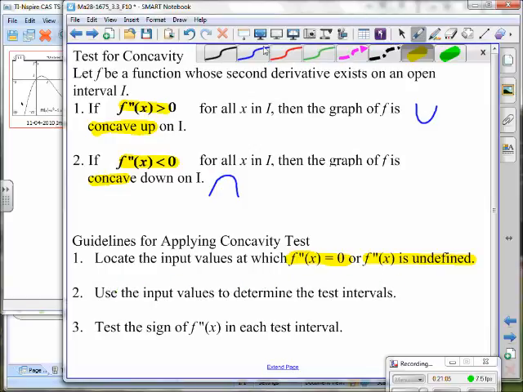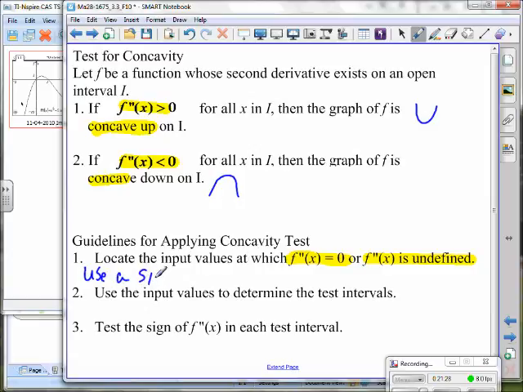What are we talking about when we talk about test intervals? Did you do any of this in section 3.2? Did you find some critical numbers and then set up some intervals and then take some test values? What was that whole thing we created? Sign chart, yeah, a sign chart. So in other words, set up a sign chart. So we're going to go through an example of this and make sure that we know how to deal with this.